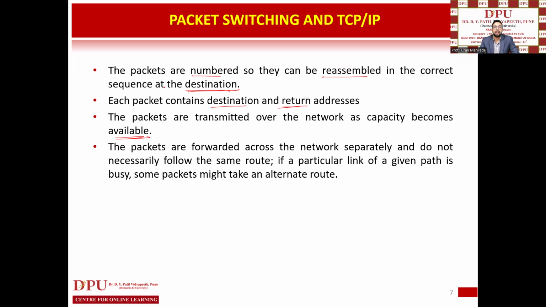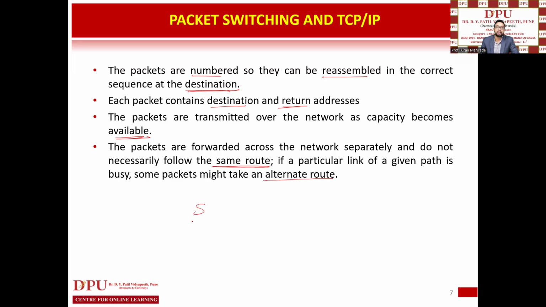These packets are forwarded across the network separately, and they do not necessarily follow the same route. Okay, it might be possible that each and every packet is following a different route to reach the receiver's end. And if a particular link of the given path is busy, some packets might take an alternative route.